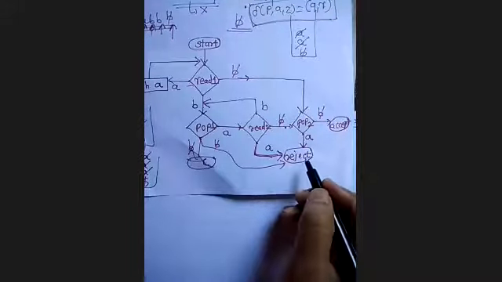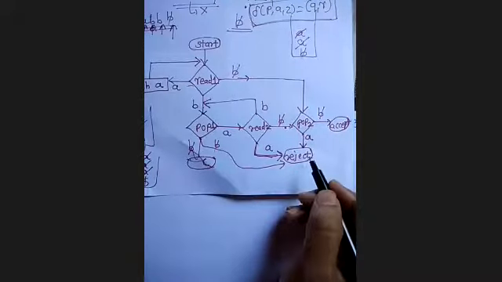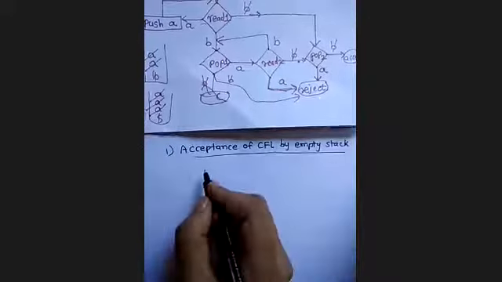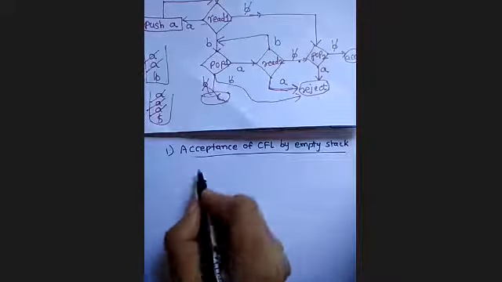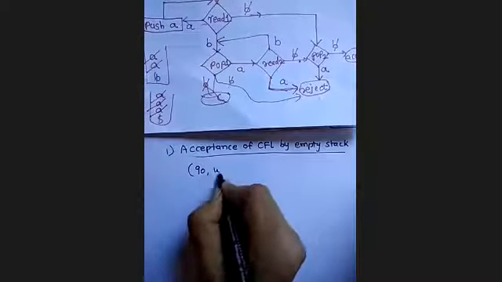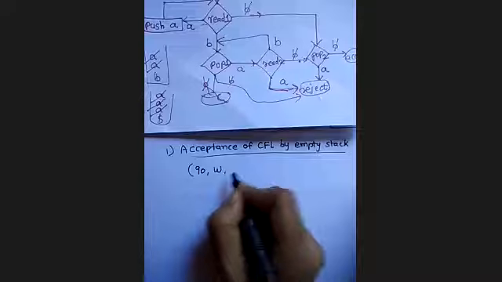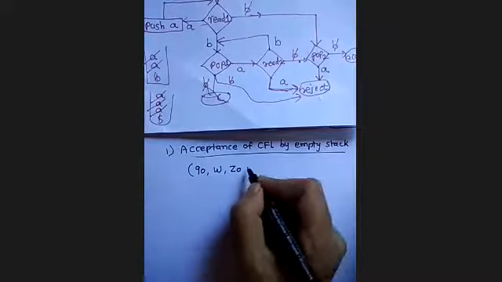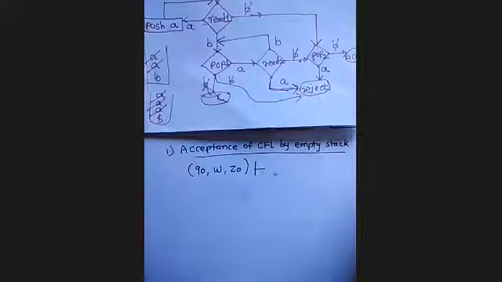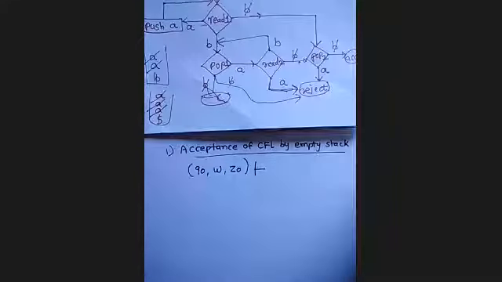Whatever examples we are going to consider will be of this type, that is, acceptance of CFL by empty stack. So we can write it this way. Let Q0 be a state, let W be our input string, and Z0 be the symbol initially on the top of the stack. And this notation we are using for what?